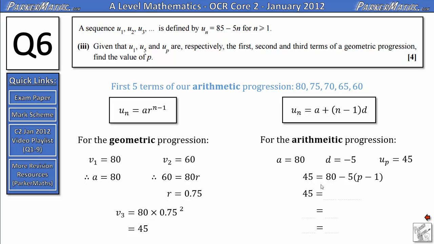Leaving the 45 on the left, expanding the brackets on the right would give us negative 5p, and then we'd have negative 5 times negative 1, we'd be adding 5, which would give us 85 in total, minus 5p. Adding 5p to both sides and subtracting 45 gives us 5p equals 40. And then if we divide through by 5, we get p equals 8.